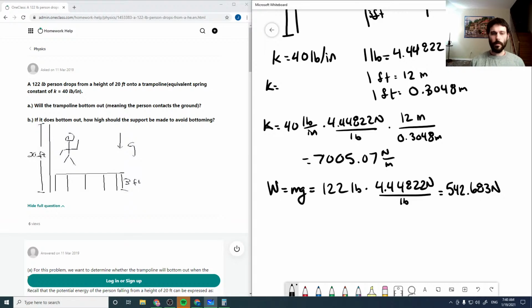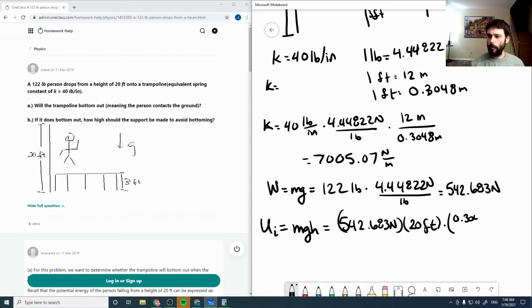Okay, so now we can use conservation of energy here. Our initial energy is our gravitational energy, which is 542.683 newtons, times our initial height, which is 20 feet, times 0.3048 meters per foot, which is 3308.19 joules.